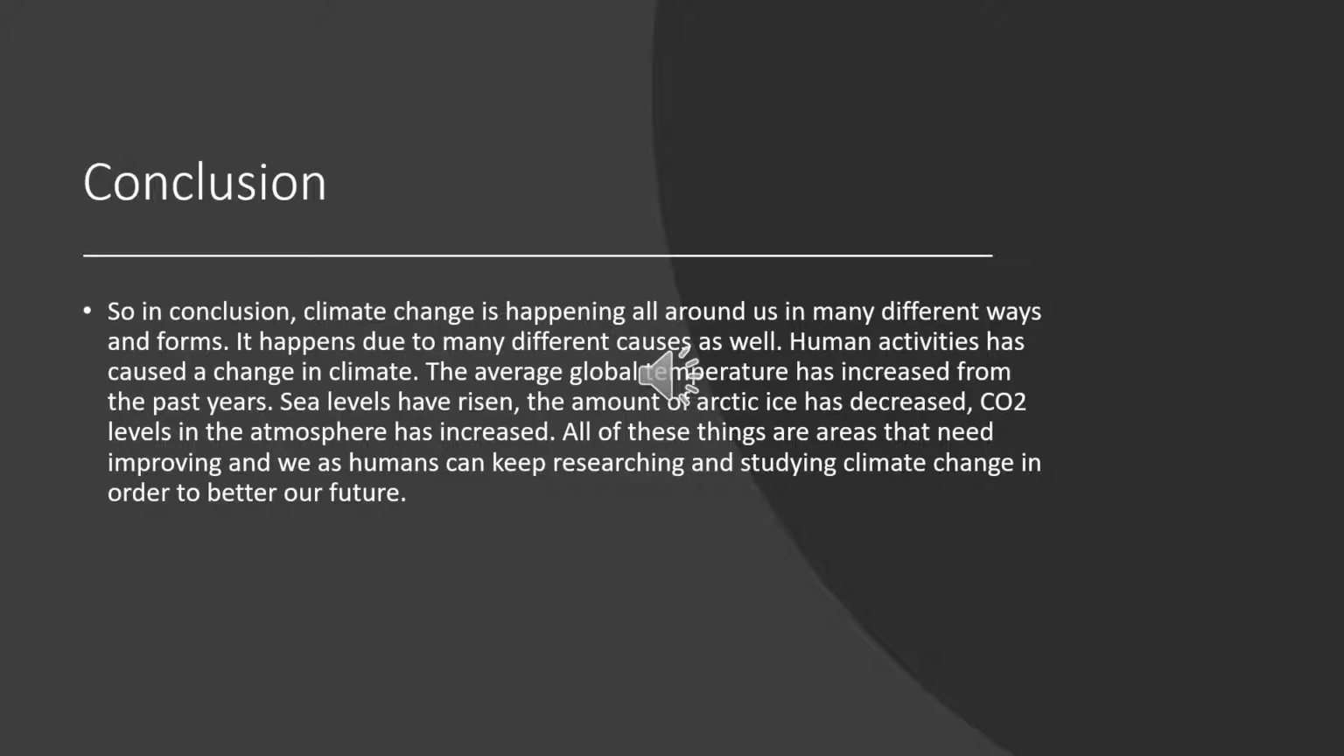So in conclusion, climate change is happening all around us in many different ways and forms. It happens due to many different causes as well. Human activities have caused a change in climate. The average global temperature has increased over the past years. Sea levels have risen. The amount of Arctic ice has decreased. CO2 levels in the atmosphere have increased. All of these things are areas that need improving, and we as humans can keep researching and studying climate change in order to better our future.